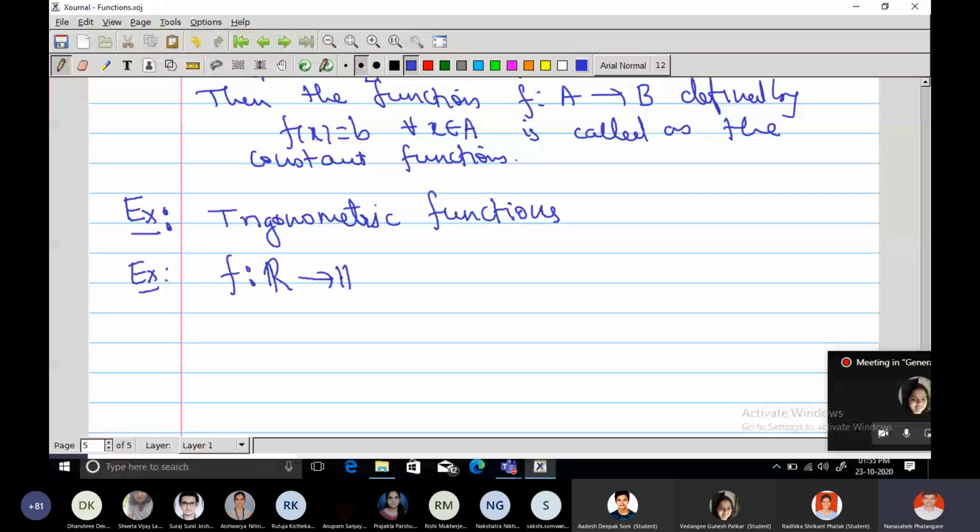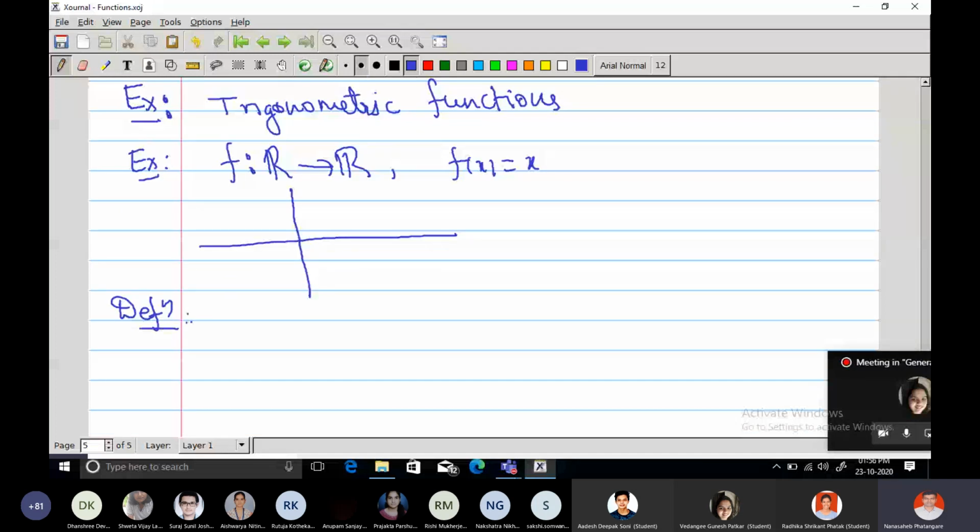Yes, sir. When we talk about a function, you should mention the domain and codomain. Otherwise, it doesn't make sense. Because when I say identity function on the set of all animals in the jungle, then it is a different kind of thing. So f of x is equal to x. Then what is the graph? First of all, I should make a formal definition of graph. So let me make a definition: graph of a function.